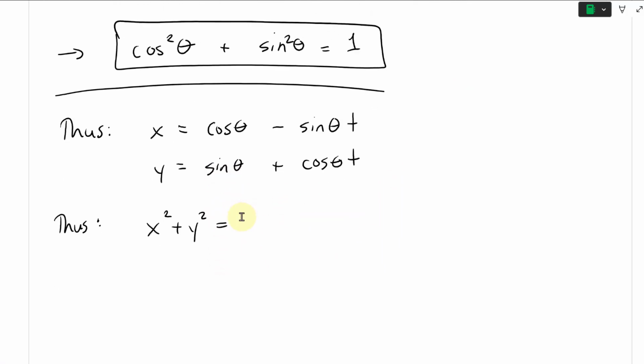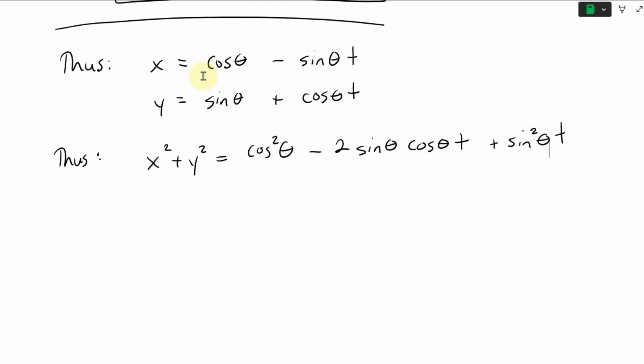So cosine theta minus sine theta t, square all that. This is going to be cosine theta squared, and then cosine theta times this one, we're going to get a sine theta cosine theta t, and then do the same thing, negative over here times cosine, we'll have a 2 there. And then this times itself, so basically we're just foiling out, doing it in our head. Negative sine theta times negative sine theta t, so we're going to get a plus sine squared theta t squared.